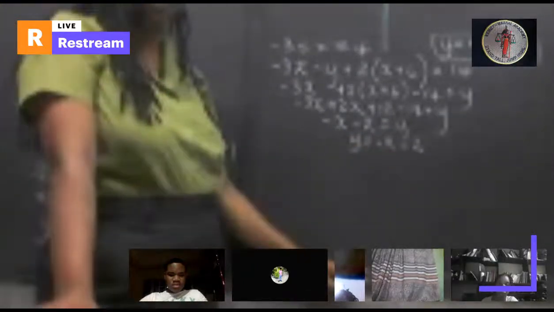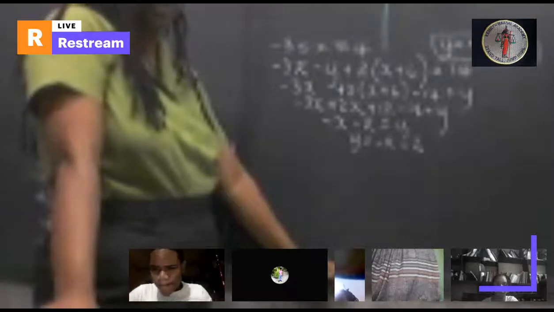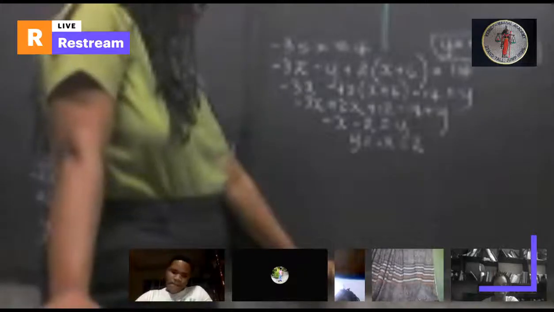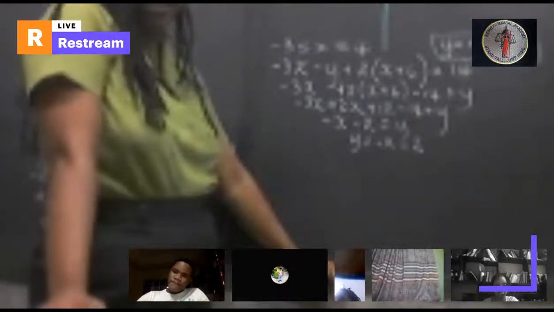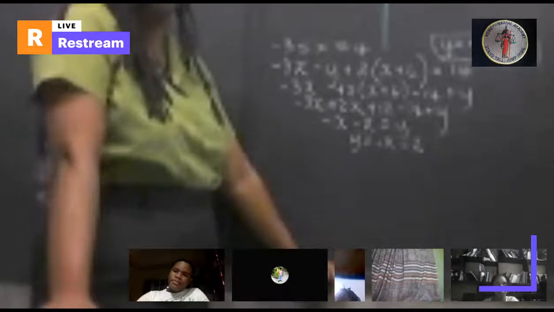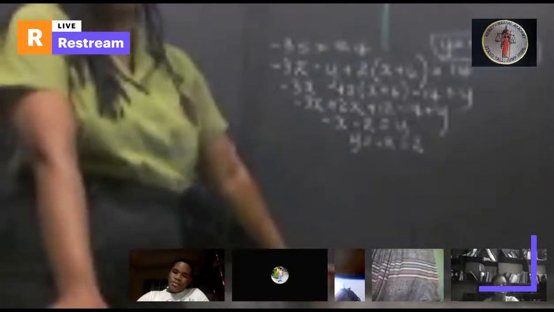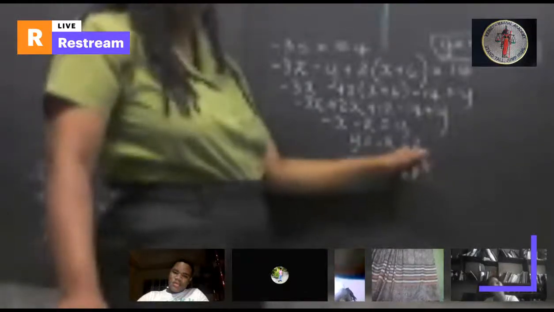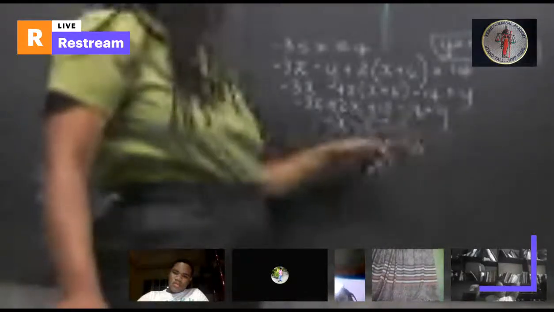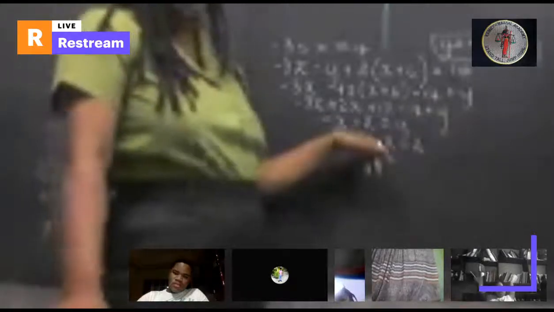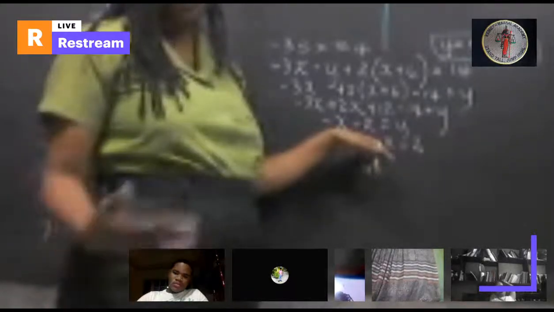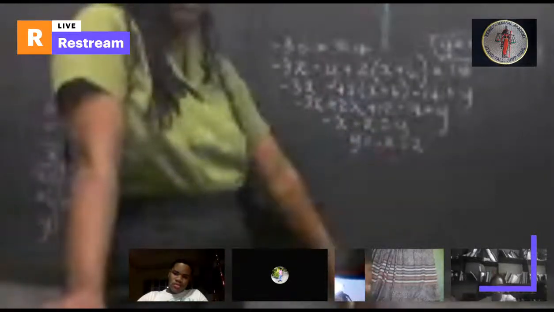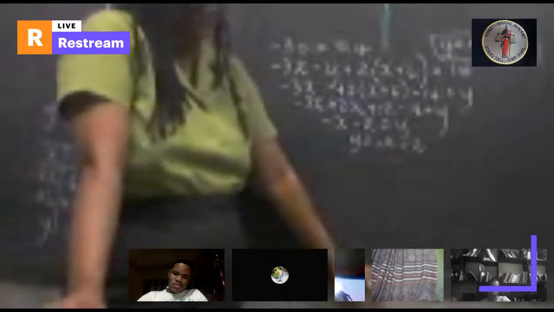Negative 1 would be the gradient. And what would the y-intercept be? Negative 2. So the line would cross the y-axis at negative 2. The gradient is negative 1. The 1 isn't there, but we know it's there. Negative x is really negative 1x.